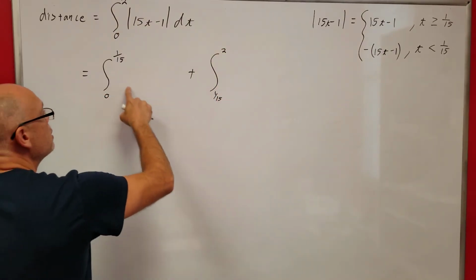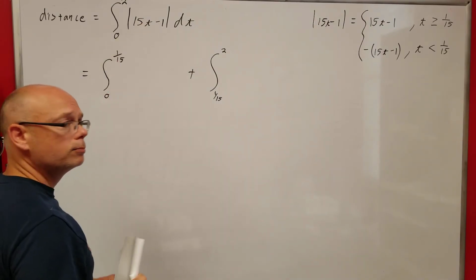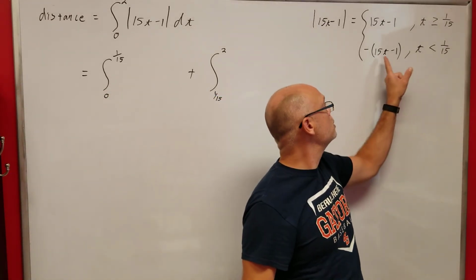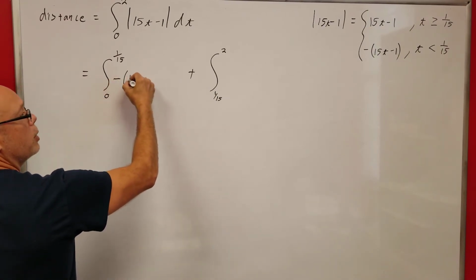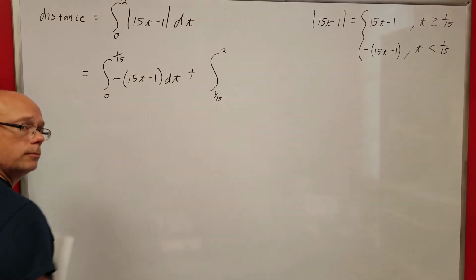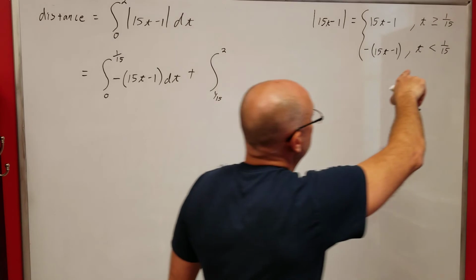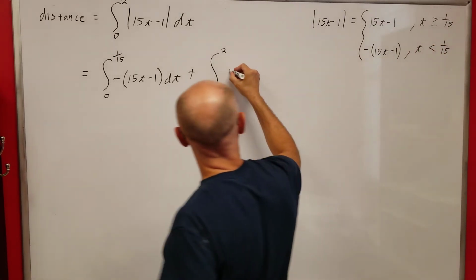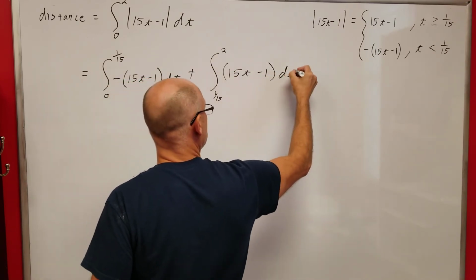And which piece of the function do I use here for this absolute value? From 0 to 1/15, I'm going to use this piece, right? The negative, open parenthesis, 15t minus 1. Be sure you put your dt. Plus, from 1/15 to 2, that falls in this area, so I'm going to use positive 15t minus 1. Be sure you put your dt.